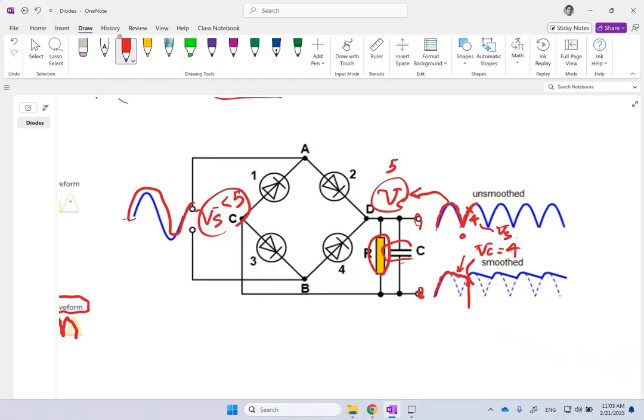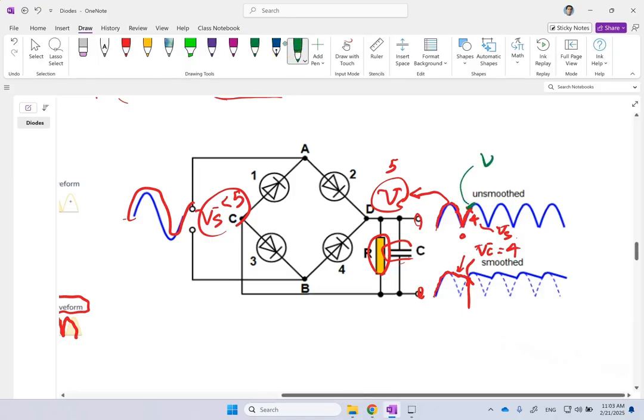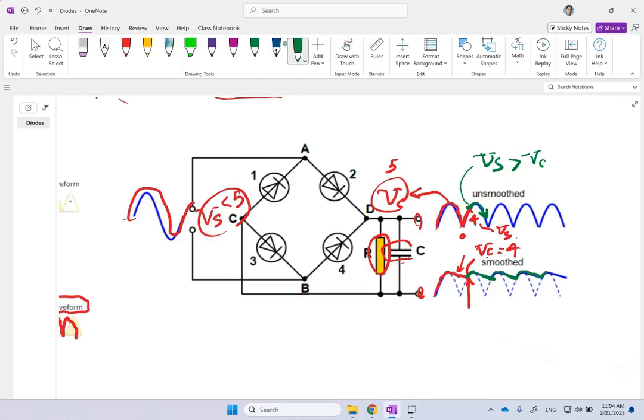And for this portion, let me use a different color. For this portion where you go green, again your Vs is bigger than the capacitor, which is a little bit discharged. So again, your power supply starts charging the capacitor, so you see it goes up a little bit. And then again, Vs starts dropping, the capacitor is fully charged, so it starts discharging again. And then again, Vs comes back, reaches the voltage of the slightly discharged capacitor, keeps charging it, and you get these ripples.